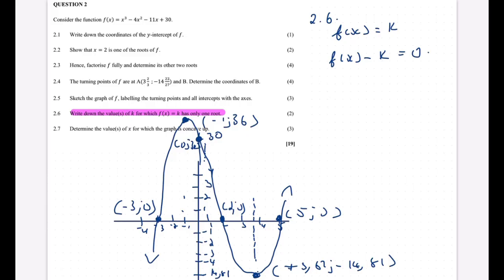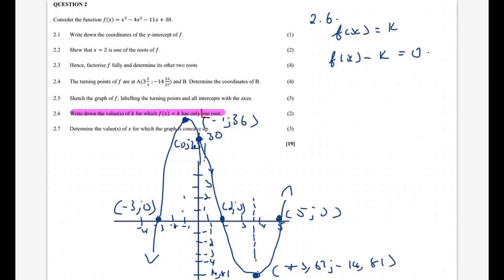Now, whenever you subtract something or add something to f of x, you shift it vertically. So this is going to shift this graph k units down. Or if k is a negative number, then we're going to end up with minus a negative number, which is just plus. So that's actually going to shift it k units up. Now let's think about the one root part.